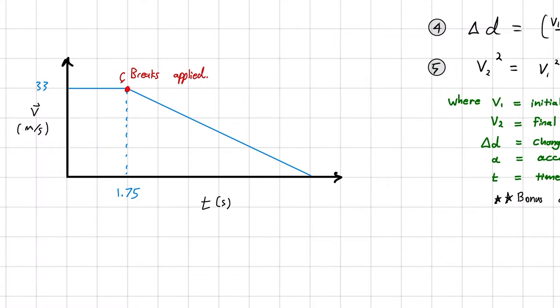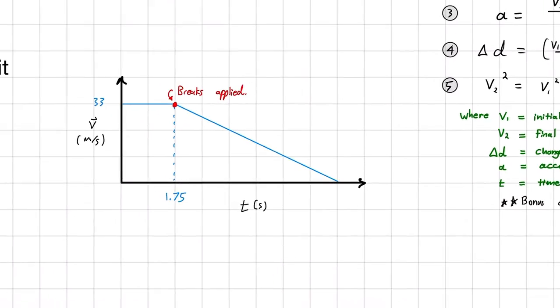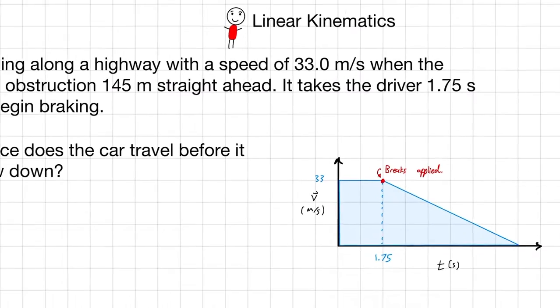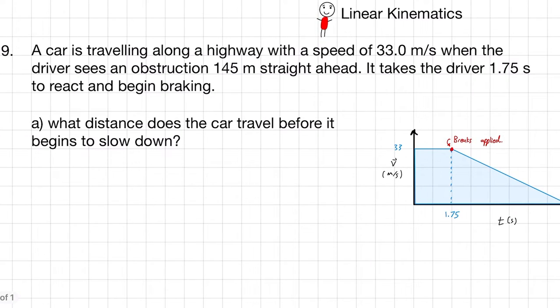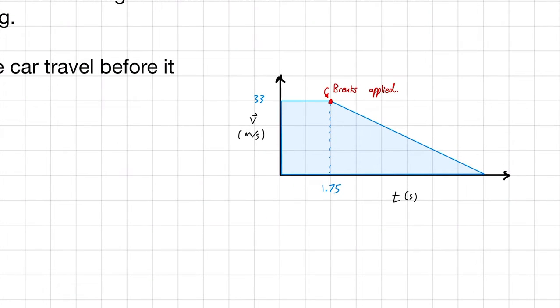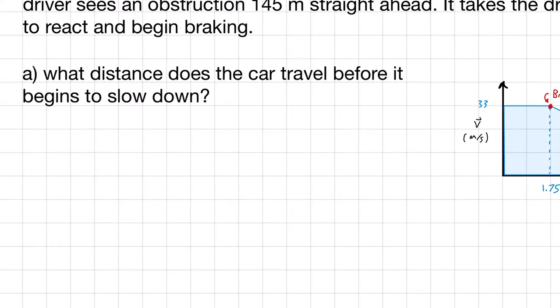Even if you're not quite able to put together a sketch of what's happening, it's always a good idea to do your best to at least get a visual idea of what the question's asking, so we have some kind of visual picture of what's happening. So now that we've got this established, let's start with part A. What distance does the car travel before it begins to slow down?